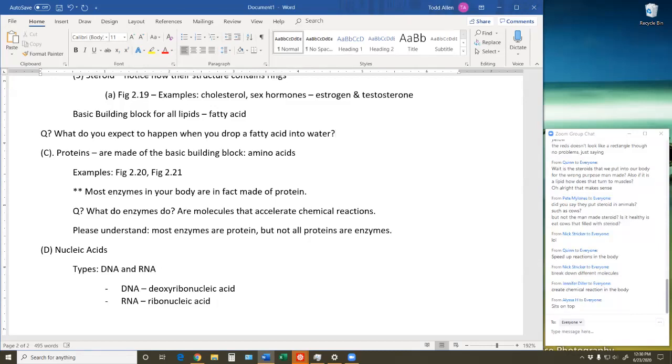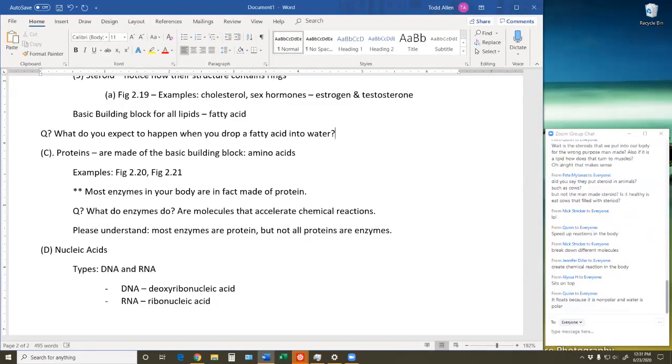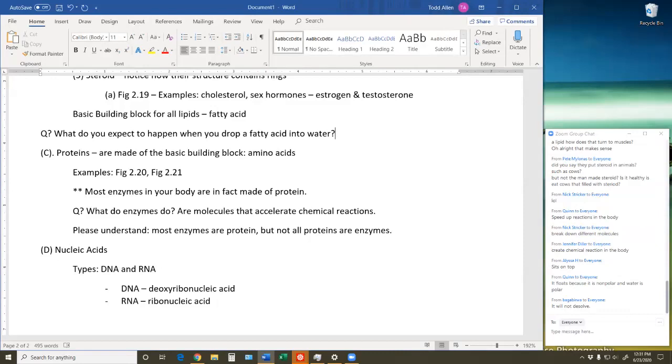It sits on top. Okay, I like your perspective, but no. Oh, I see. You're saying that because they don't mix well. Okay, fair enough, but that's not what I'm driving at. Folks, you are correct that it's not going to dissolve very well, but that's not why I'm asking this.